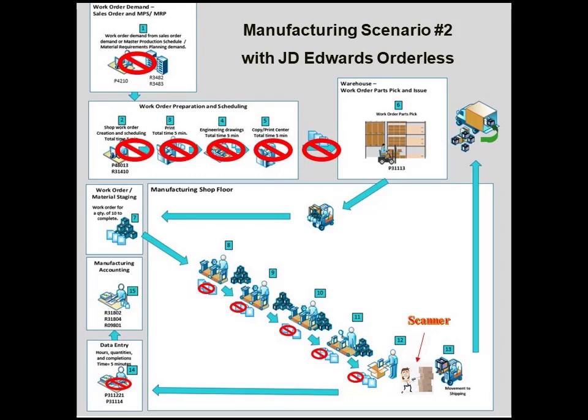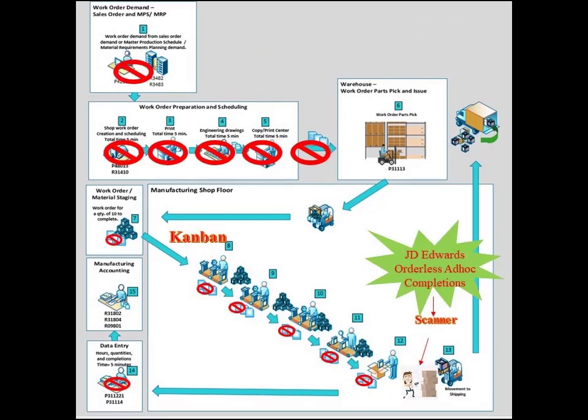Steps 8 through 12, the assembly line will manufacture based on a Kanban amount or a daily rate to produce. The work instructions will be posted at the workstation or viewed on the workstation display terminals. Upon completion of the assembly process, step 12, is the entry into JD Edwards utilizing the JD Edwards Orderless ad hoc completions program, backflushing the consumed components, and a system issue of the completed assembly to the warehouse for shipping.